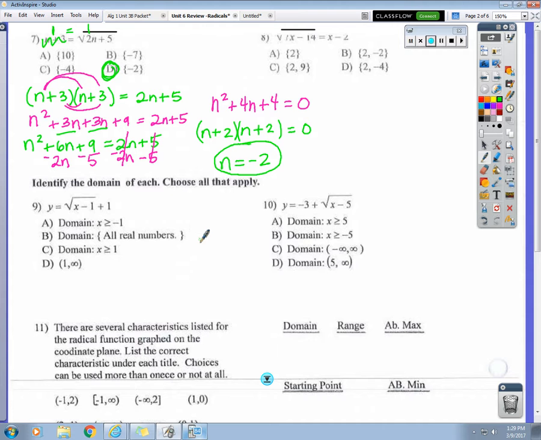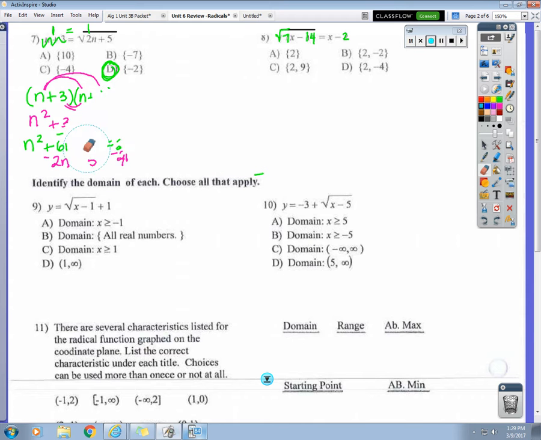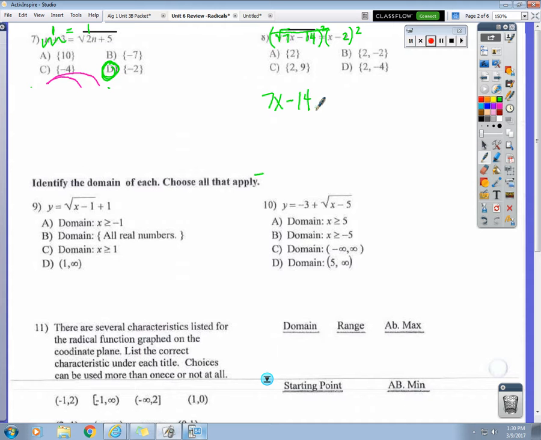Okay, number 8. The square root of 7x minus 14 equals x minus 2. What will you do first? Square this side to cancel out the square root, which means we must also square this side. So on the left, the square root got canceled out, leaving just the 7x minus 14. It's no longer trapped. On the right, x minus 2 squared literally means x minus 2 times x minus 2.